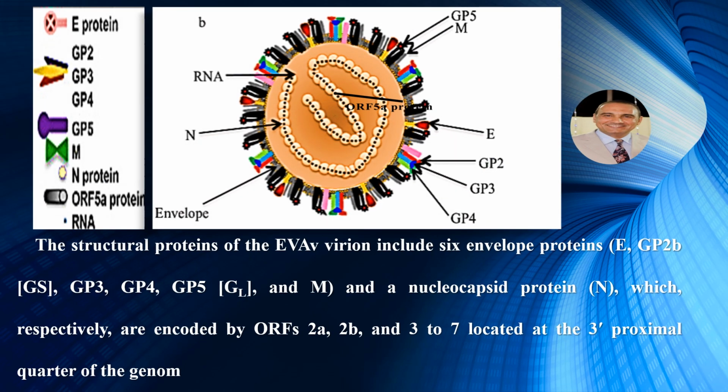The structural proteins of the equine viral arthritis virion include 6 envelope proteins E, GP2B, GS, GP3, GP4, GP5, GL, and M, and a nucleocapsid protein N, which respectively are encoded by ORFs 2A, 2B, and 3 to 7 located at the 3 proximal quarter of the genome.